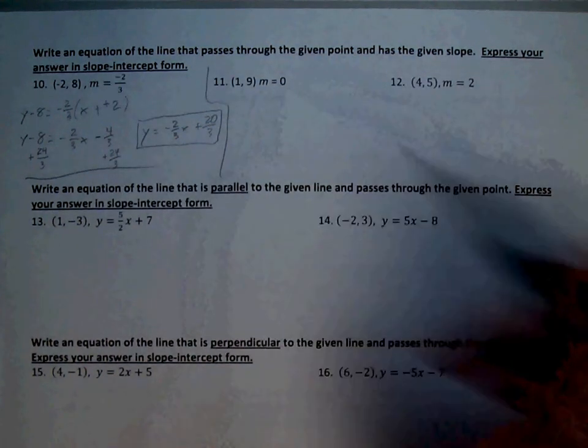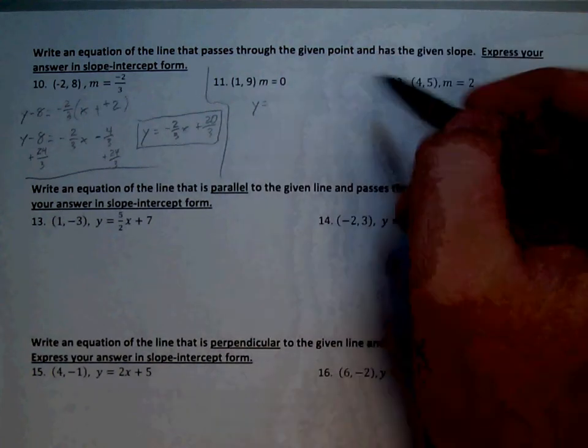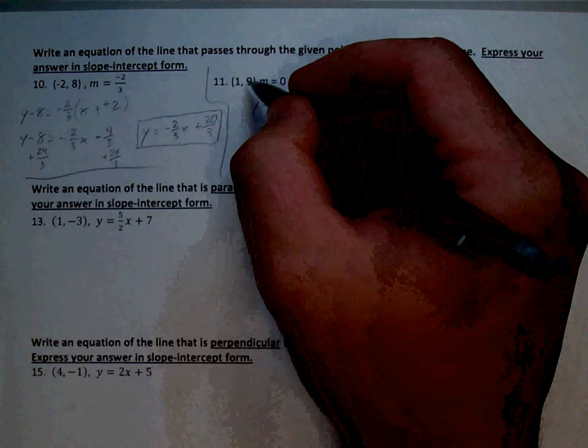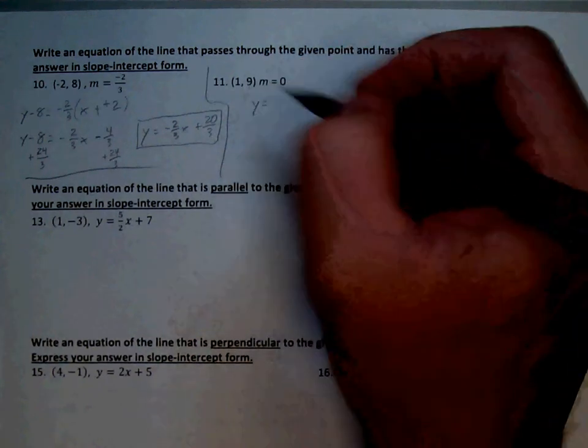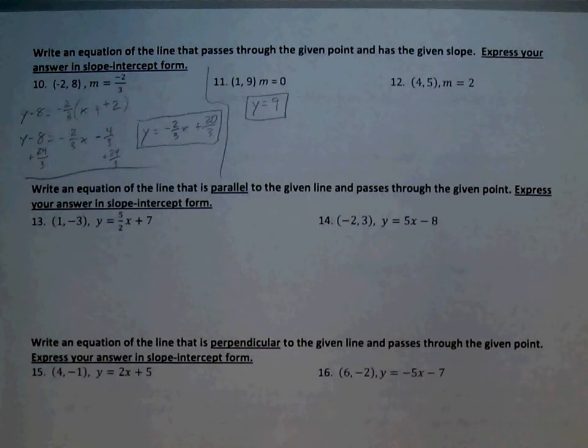Number 11, slope is 0, which means it's a horizontal line. It's just a y equals equation. Y equals 0x. Ultimately we can just look at the y value here, 9. We get y equals 9. You can't do that if it's not a horizontal or vertical line, but it was in this case.